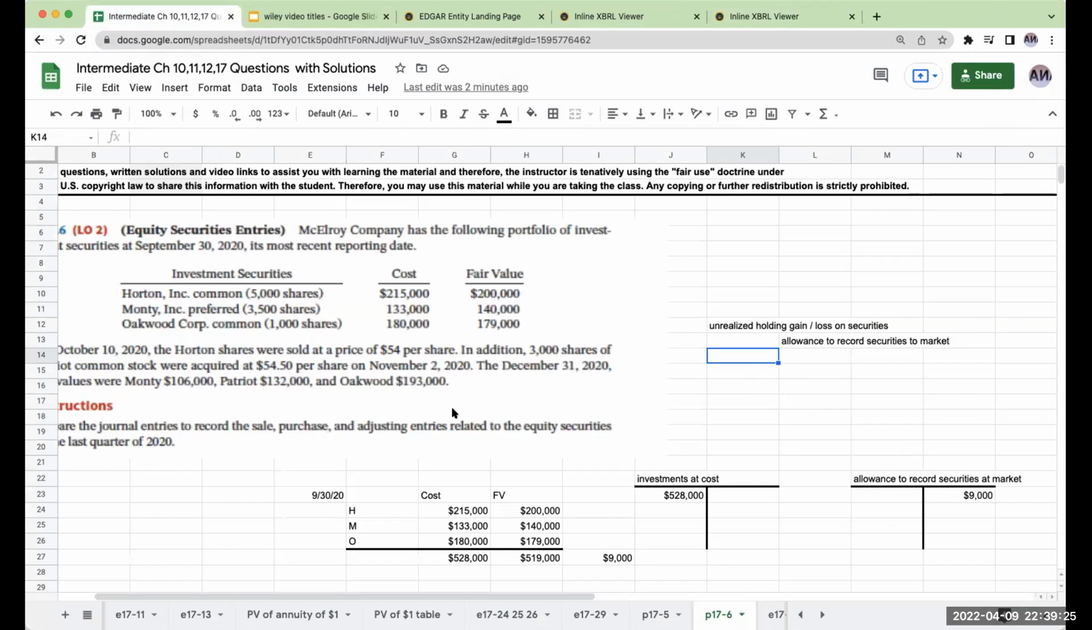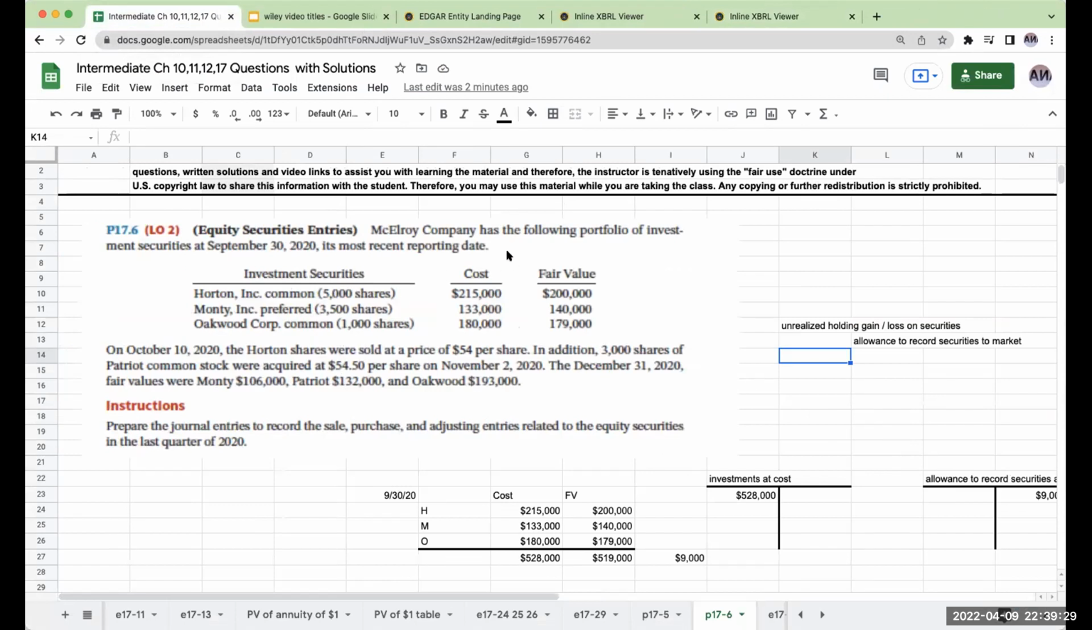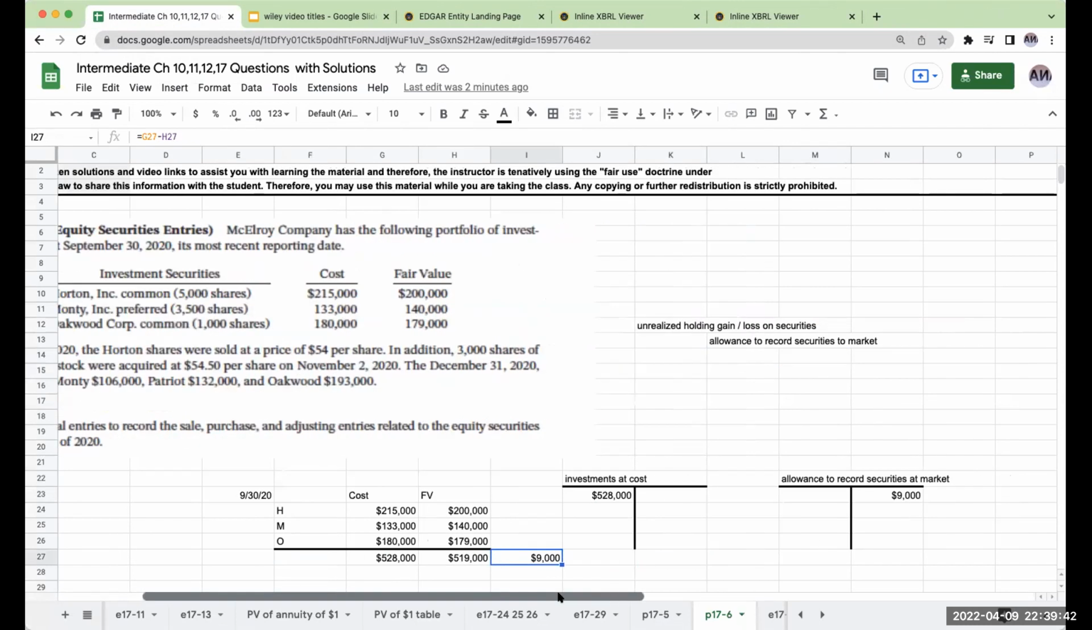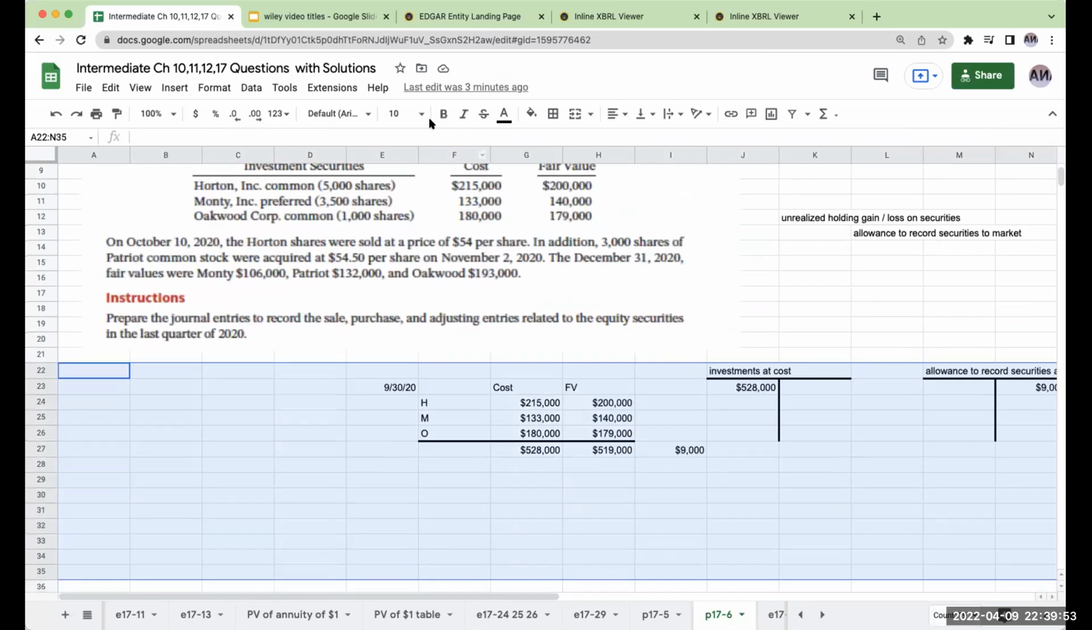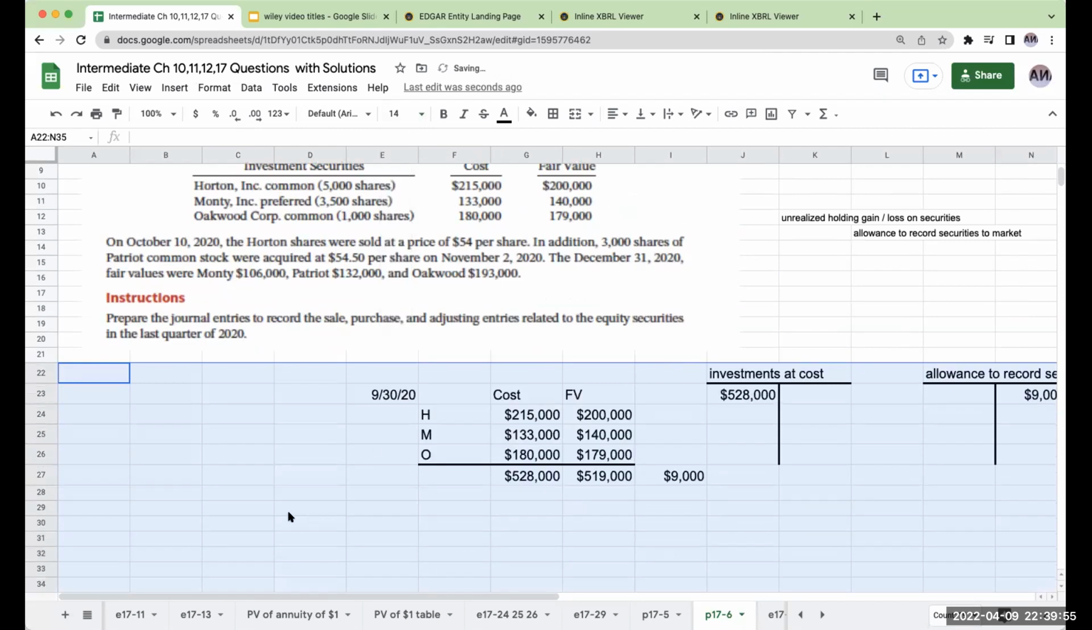For this one, on September 30th, we would have investment at cost of 528, which is really this amount right over here. Then to get this to the fair value, we would have an allowance to record securities at market. We would be crediting this, and we'd have an unrealized holding loss on securities for 9. It's not asking you to do that, but I just want to give you that little background before we go through and do this particular problem.